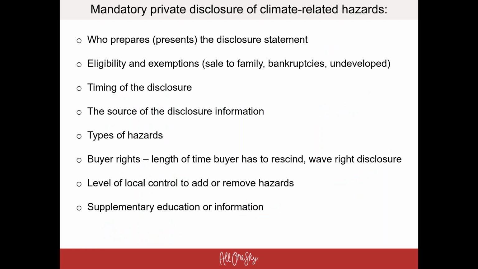There's a range of different issues associated with the design of a disclosure system, in terms of who prepares the disclosure statement, whether it's done by a third-party consultancy, whether it's the responsibility of the buyer, or whether the real estate agent undertakes it. There are also issues regarding which properties might be exempt and which must be covered by the disclosure statements. The timing in the transaction process when it's disclosed, and the source of the information, whether, like some schemes, the information must come from state or provincial sources, or in other cases, it's basically the best guess of the property owner. The types of hazards that are covered, whether it's the full spectrum of climate-related hazards or solely flood or solely fire. And there are various other elements that would be part of the design of a mandatory disclosure instrument.